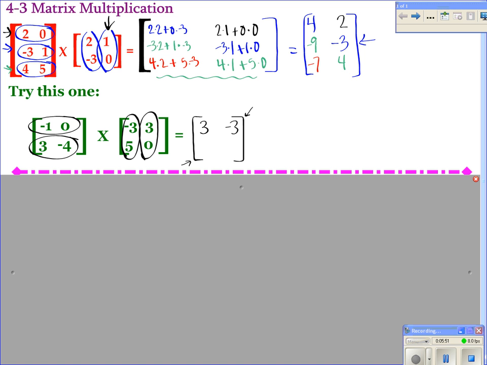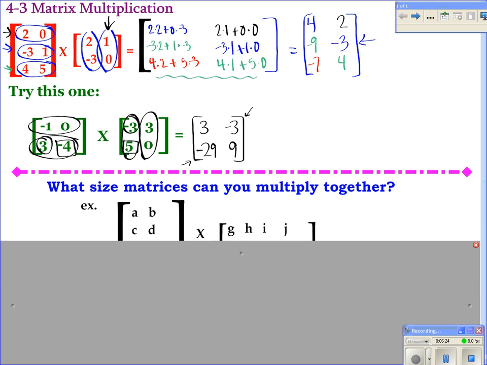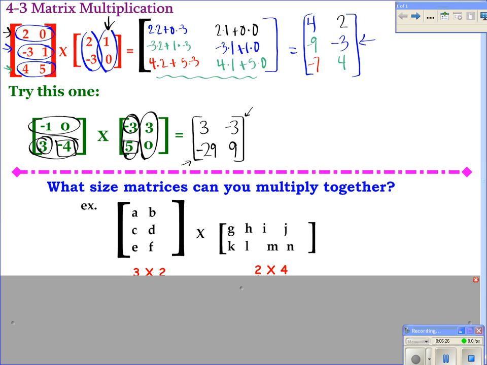Okay, let's go through this. What are we multiplying? 3 times -3 and -4 times 5. -26. -29. Okay. 7th time is a charm, right? Okay. Next one. This is 9, yes. 3 times 3 and -4 times 0. Questions on that?